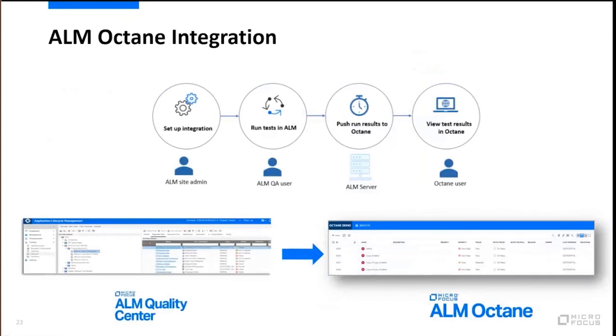ALM Octane Integration. So ALM Octane is a comprehensive lifecycle management solution which has been designed for enterprise scalability and also for governance and interoperability. So if you're using both ALM Octane and ALM QC for your agile project management, now we have Octane integration available, wherein you can run the tests on ALM and the results could be seen in Octane by using this add-in.